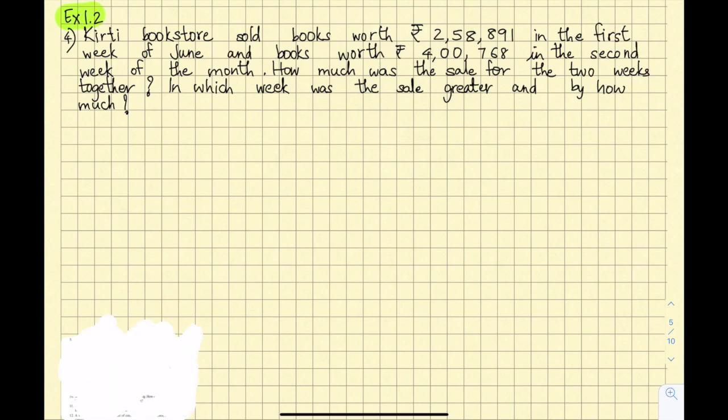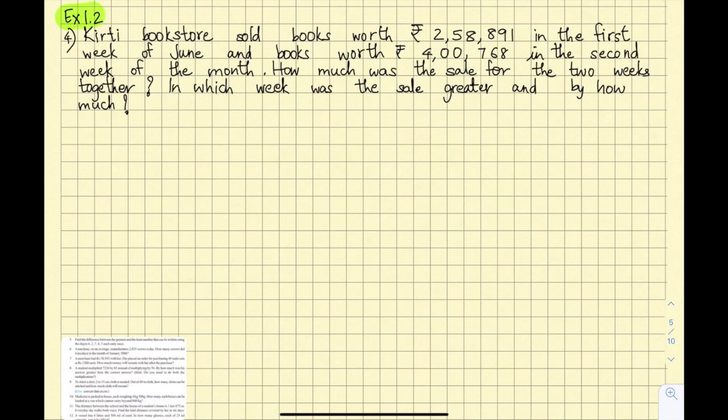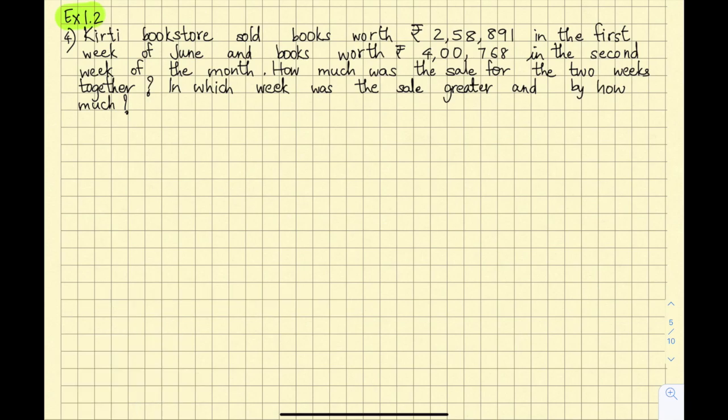Here the question given is: Kirti bookstore sold books worth ₹2,58,891 in the first week of June and books worth ₹4,768 in the second week of the month. How much was the sale for the 2 weeks together? In which week was the sale greater and by how much?